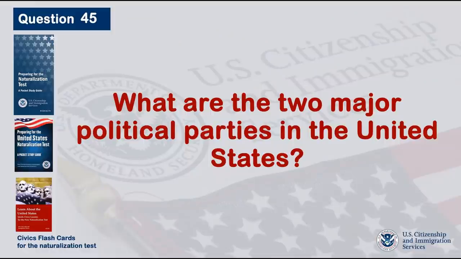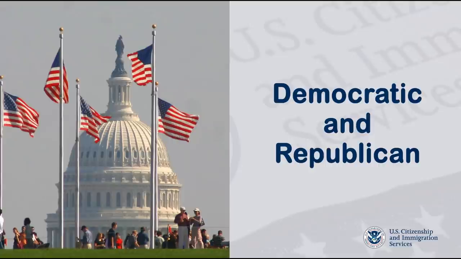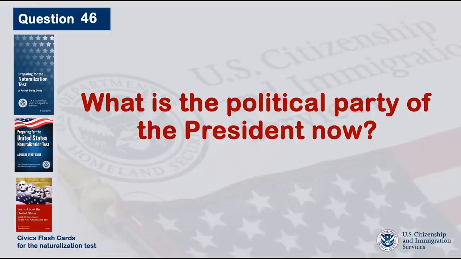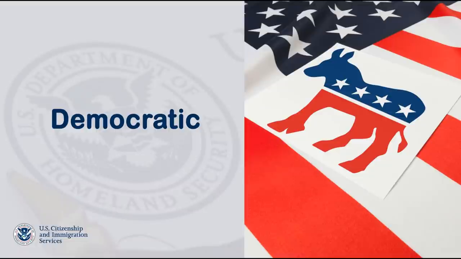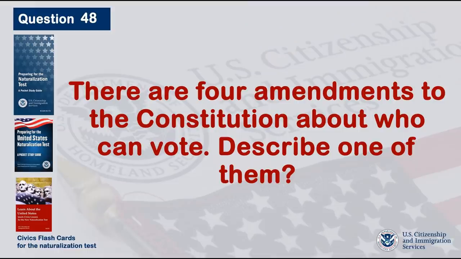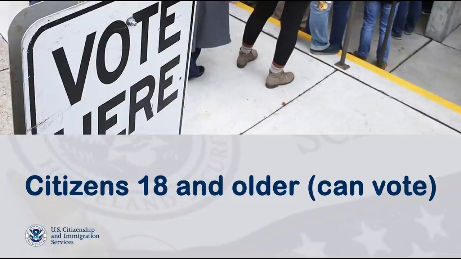What are the two major political parties in the United States? Democratic and Republican. What is the political party of the president now? Democratic. There are four amendments to the Constitution about who can vote. Describe one of them. Citizens 18 and older.